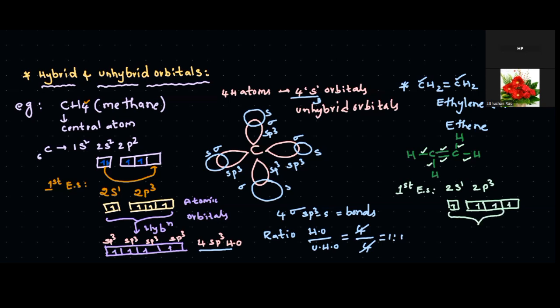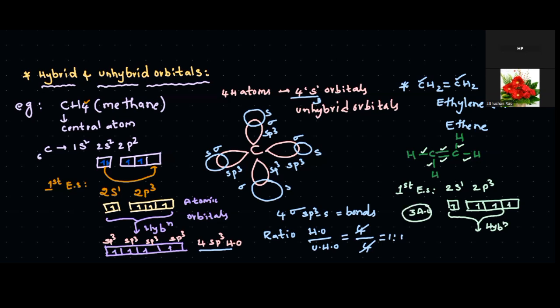How many are involved in this? Totally 1 s orbital, that is the 2s orbital, and the remaining 2p orbitals. Totally 3 are involved in the hybridization. Now these orbitals are called atomic orbitals. Totally how many are involved? 3 atomic orbitals only are involved in the hybridization.